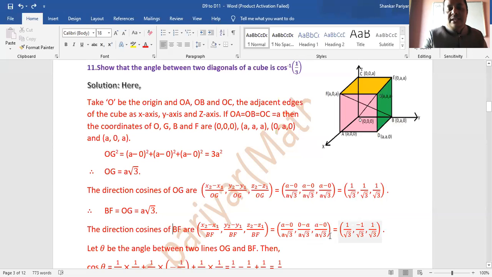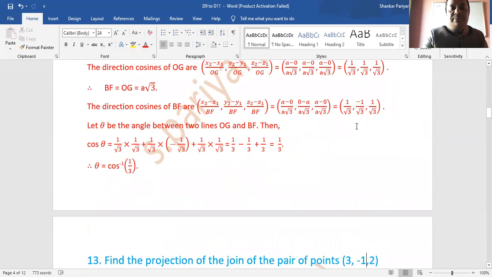After this, you will get: a minus 0 means a, and a eliminates, 1 by root 3. 0 minus a means minus a by a root 3, minus 1 by root 3. a minus 0 by a root 3 means a cancels, 1 by root 3. Right, after this, you can write here, let theta be the angle between OG and BF.